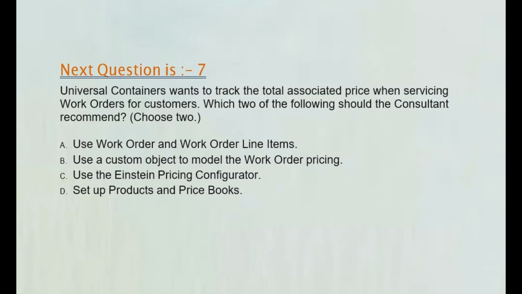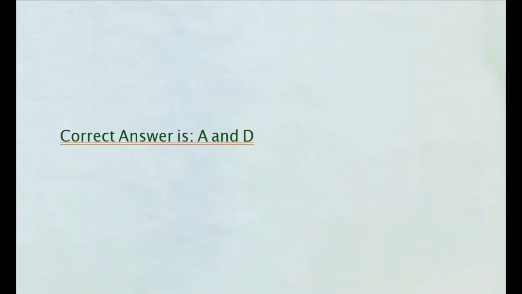Option A. Use work order and work order line items. Option B. Use a custom object to model the work order pricing. Option C. Use the Einstein pricing configurator. Option D. Set up products and price books. Correct answer is option A and option D.